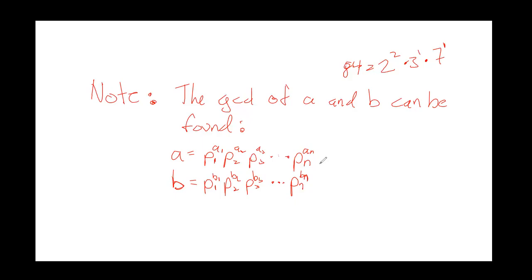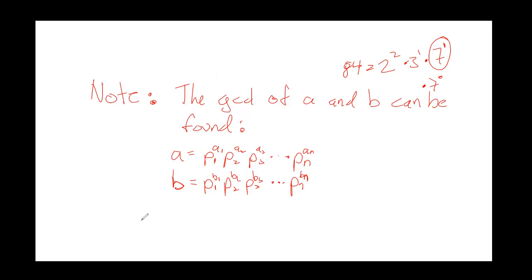Again, we're assuming that we have a product of n primes for both of these integers. This is not true in all cases. For example, in 84 we had 7, but for our number 48 we didn't have 7. But you can always multiply by 7 to the 0. So these exponents could be 0. It just changes that prime to 1 in the product. So we can write out these two numbers in this fashion.